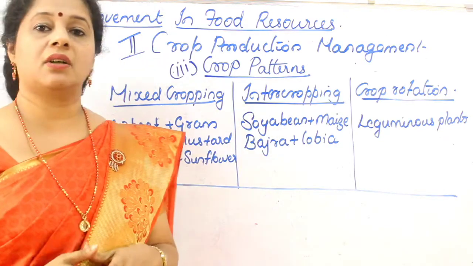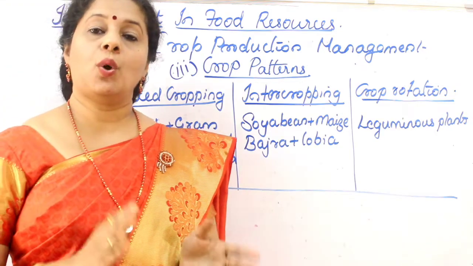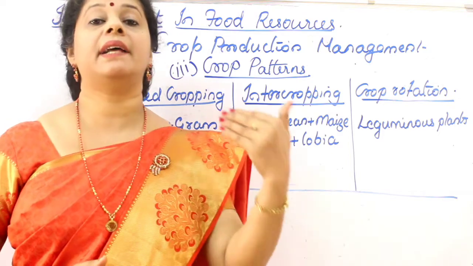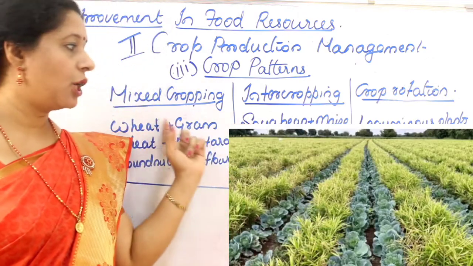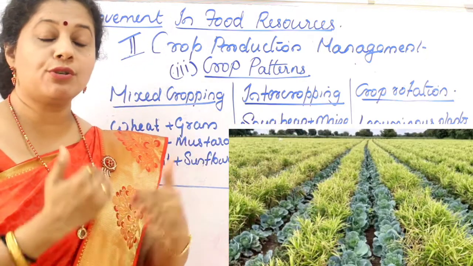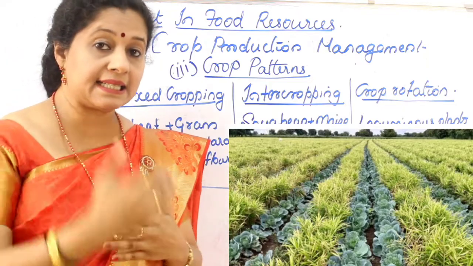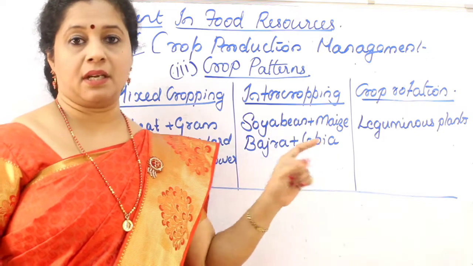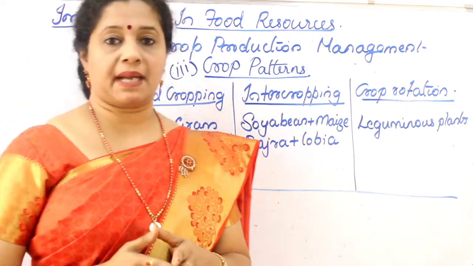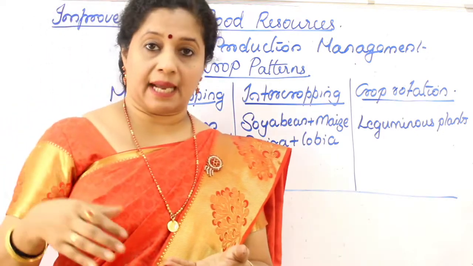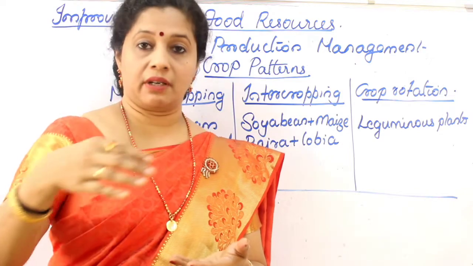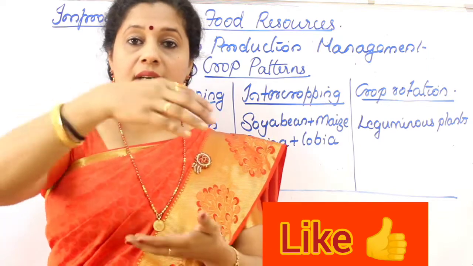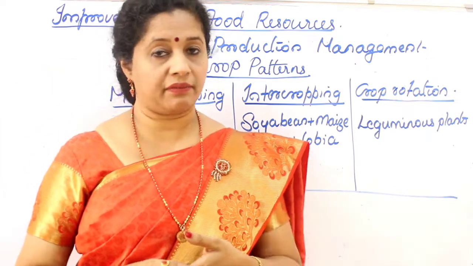Then the second method is called intercropping. Here also two or more plants are grown simultaneously in the same field but in a definite pattern. That's the only difference. Both the definitions, you see: growing two or more crops simultaneously in the same field is mixed cropping; in a definite pattern, intercropping. So in intercropping we are following a pattern. Maybe a few rows of cabbage, then 2-3 rows of cauliflower, then cabbage. So if you grow like that, that is following a definite pattern in the field.